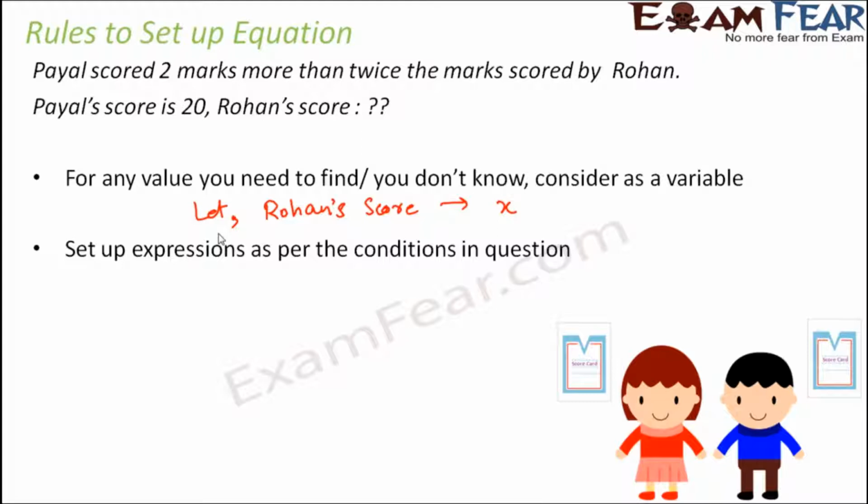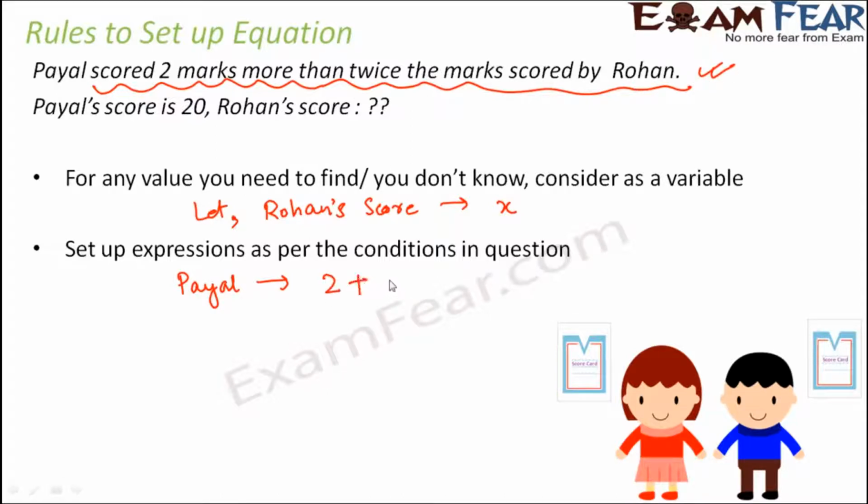Now the question will definitely have some condition or criteria. So in this case, what is the condition? It says that Payal scored 2 marks more than twice the marks scored by Rohan. So this is the condition given in the question. So this is the criteria. So let us make that expression. So as per this, the score of Payal, that means Payal's score should be, as per this condition, 2 marks more than twice the marks scored by Rohan. So twice the marks of Rohan would be 2x, plus 2, because 2 marks more than that. So as per the condition, Payal's score should be 2 plus 2x.